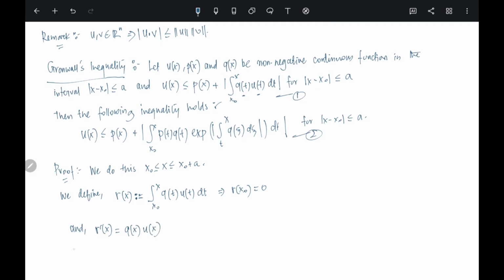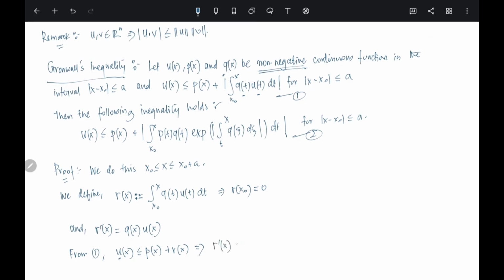Now you see, from 1 what can we say? From 1 we can say that u(x) is less than or equal to p(x) plus r(x), and we can also write it like this. If we multiply it by q(x), and q is a non-negative function, so all of the functions here are non-negative, then this becomes q times u, which is r′.